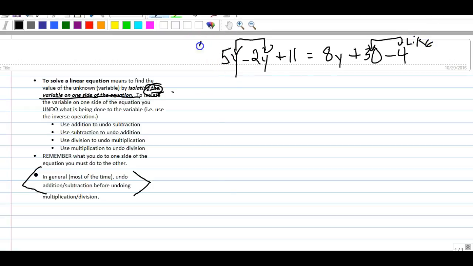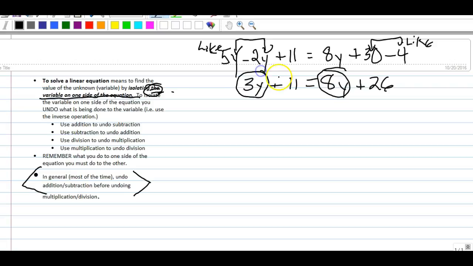So the first thing I'm going to do is to simplify this equation as much as I can. So 5y minus 2y is 3y plus 11 is equal to 8y plus 26. Now notice again that I have a variable on both sides of the equation.